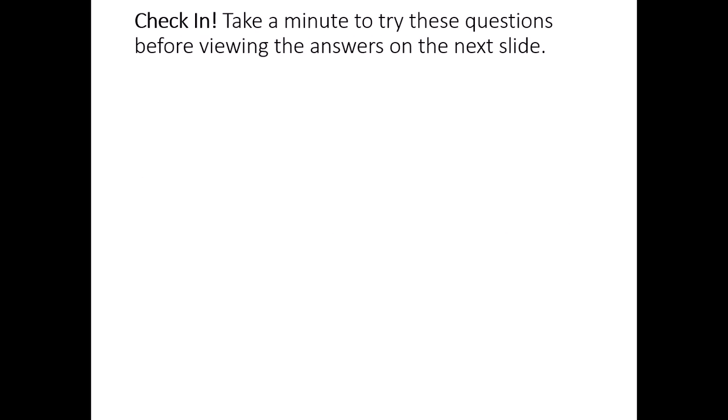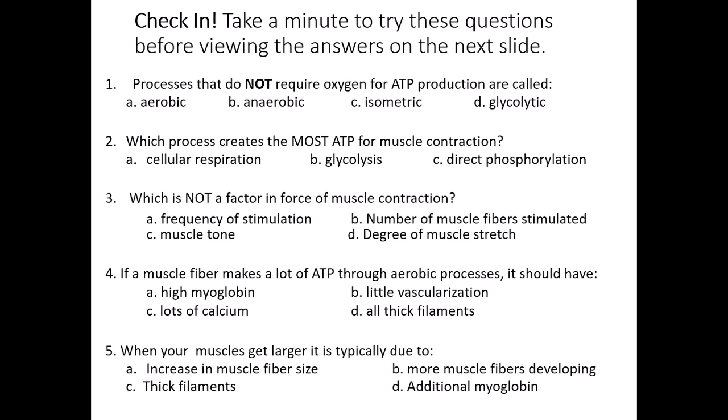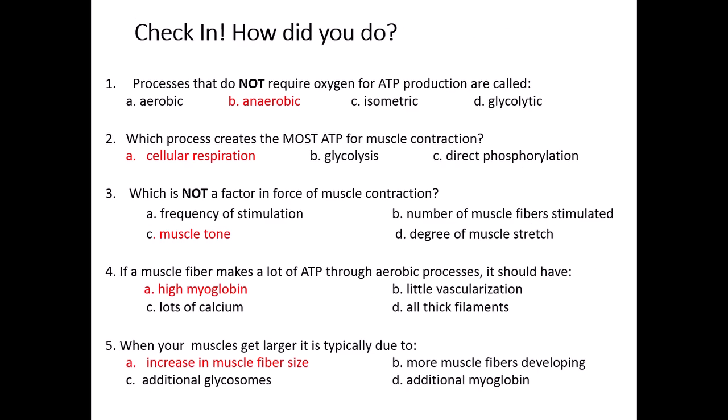Okay, last check-in for our muscle lecture. Here are your questions. Take a minute, pause the lecture, jot down your answers, and then go on to the answer page. Okay, processes that do not require oxygen for ATP production are called anaerobic. It's all in the zoological roots there, guys. Aero for air, in this case oxygen, AN meaning not, without. Which process creates the most ATP for muscle contraction?